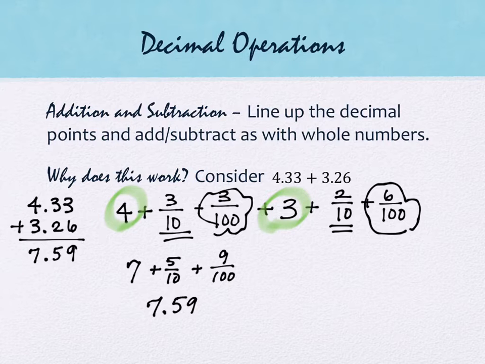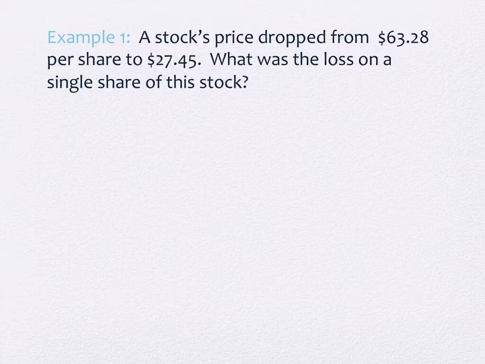So we're going to do an example of one where we actually have some context. Some of your problems have context, as you know, and some don't. When they do have context, if there's any units or things, we want to make sure we include them in our answer. So a stock's price dropped from $63.28 per share to $27.45 per share. What was the loss on a single share of this stock?